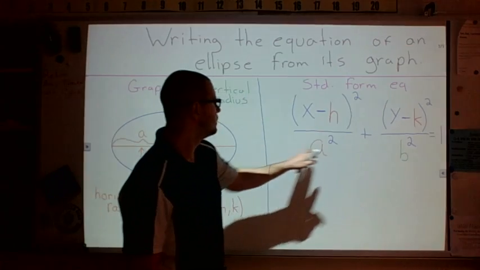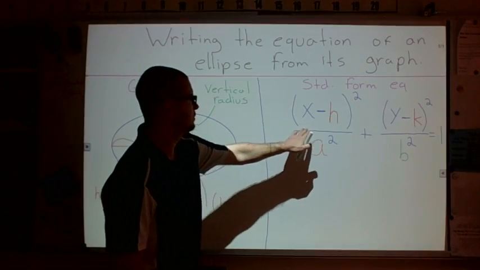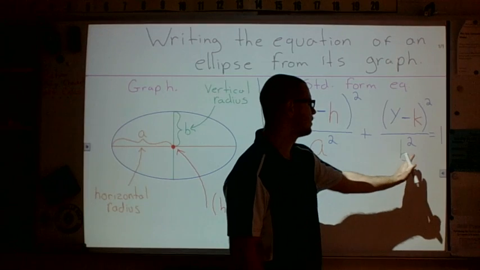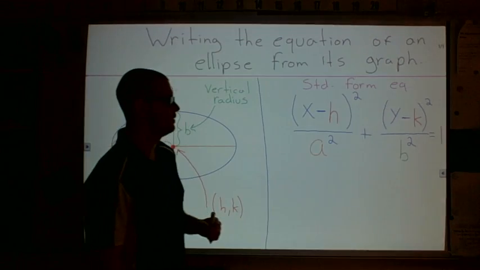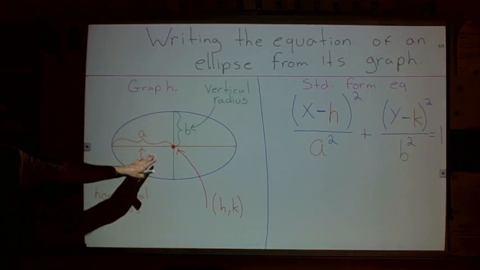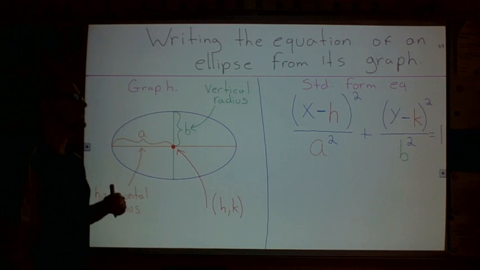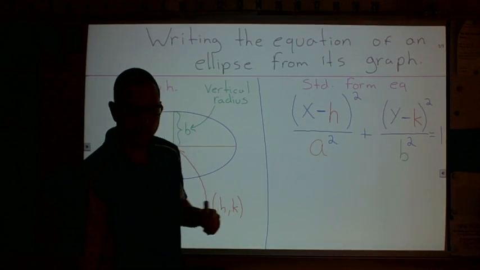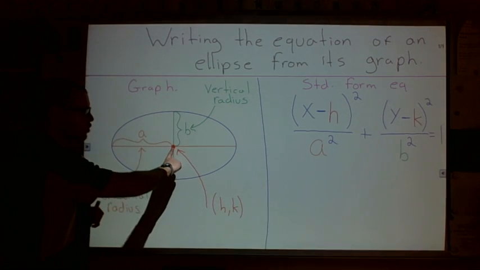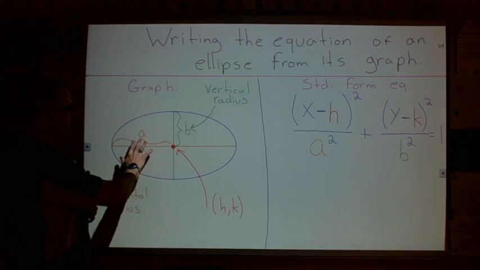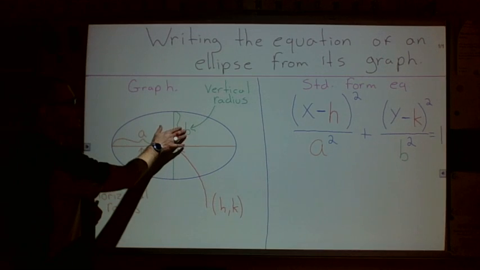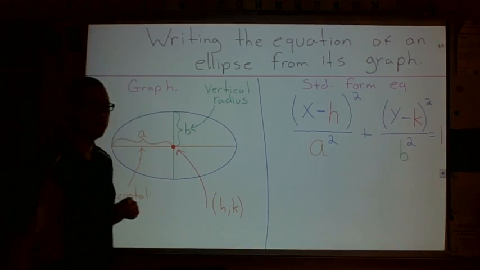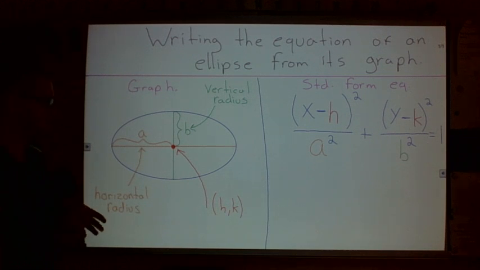But so now we've got these relations: the standard form equation, (h, k) for the center, horizontal radius, vertical radius. So if we have a graph and we want to write the standard form equation of the ellipse, we just find the ordered pair for the center, the length of the horizontal radius and the length of the vertical radius, and then place them in this equation in the proper places. So let's look at a couple examples of that.